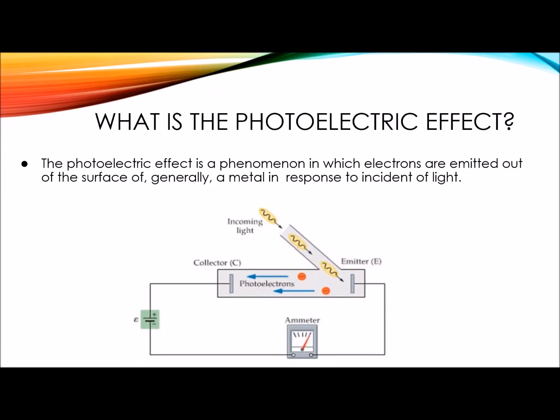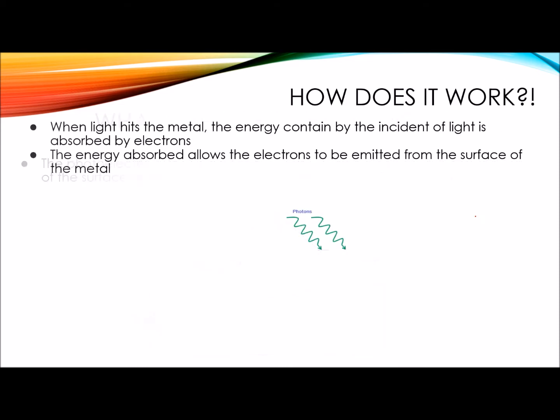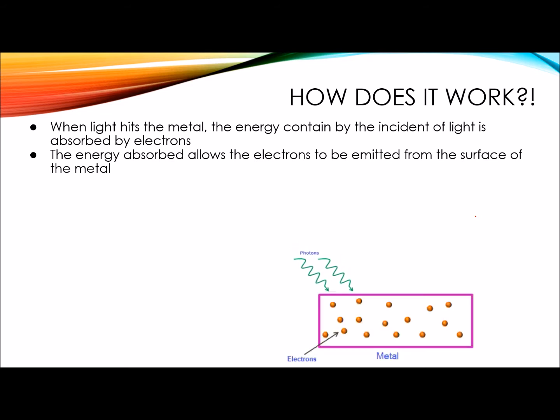What is the photoelectric effect? The photoelectric effect is a phenomenon in which electrons are emitted out of the surface of generally a metal in response to the incident of light. How does it work? When light hits the metal, the energy contained by the incident of light is absorbed by the electrons. The energy absorbed allows the electrons to be emitted from the surface of the metal.